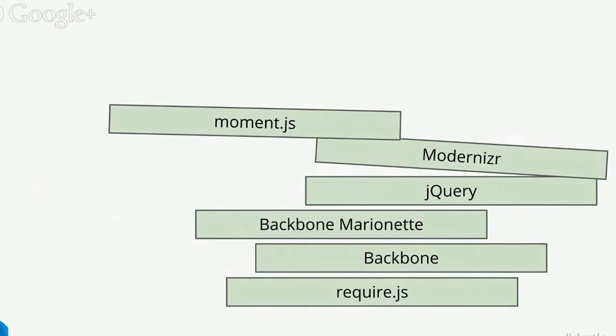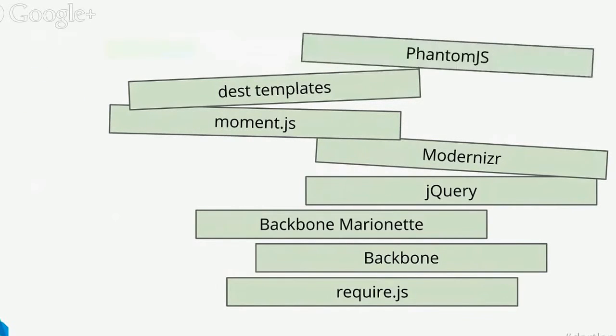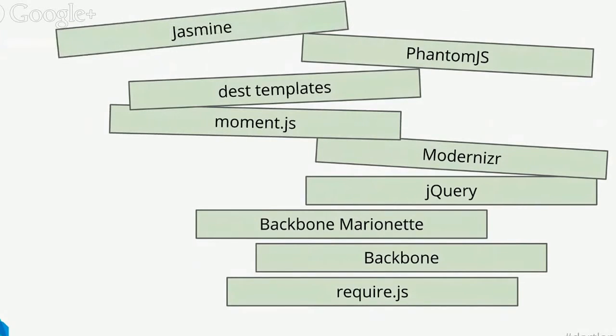So you use some additional libraries, and finally you have the templates which will get rendered on your screen. Now to test all this, you will need one more headless browser called Phantom.js so that you can write test cases and be sure that whatever you are writing is actually tested across multiple platforms. And then you will realize that you need a testing framework, so you start using Jasmine.